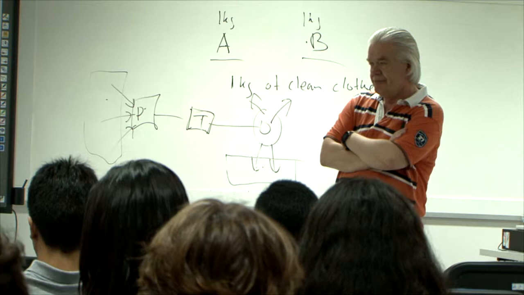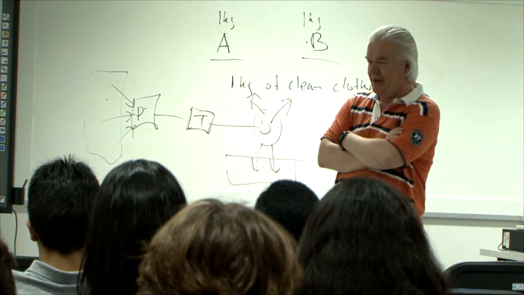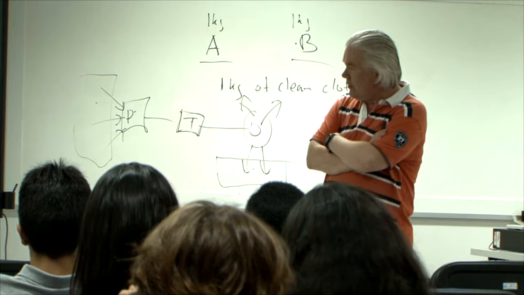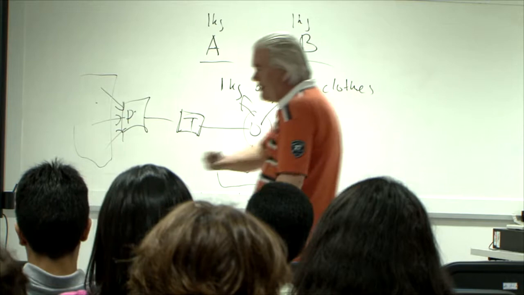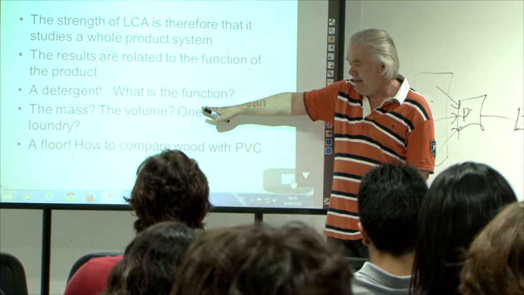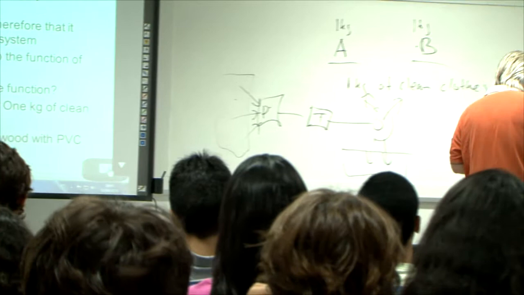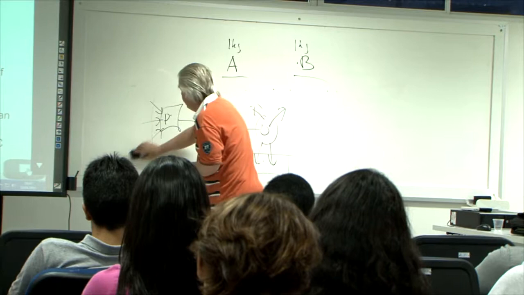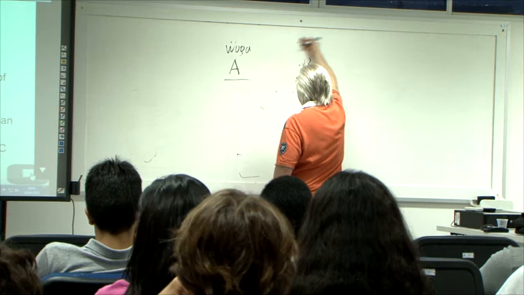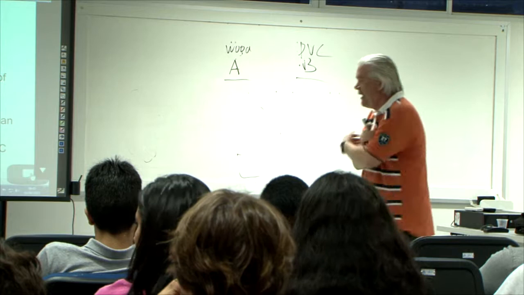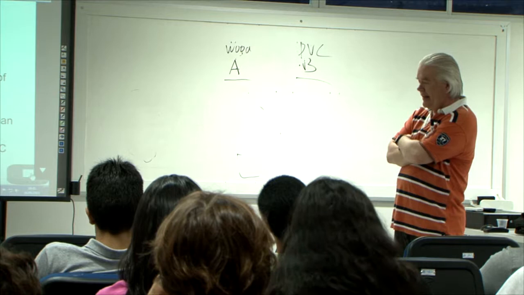Not so easy to recycle, but it's possible. There is research running on recycled PVC. But if I look at the function, what shall I use as a functional unit? In the previous case, we used 1 kilogram of clean laundry. I have also A and B. In this case, A is, for example, wood, and in this case, PVC. And I want to compare those floors with each other.